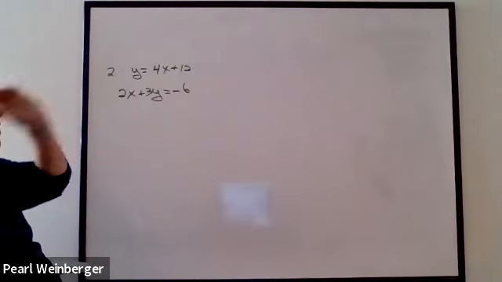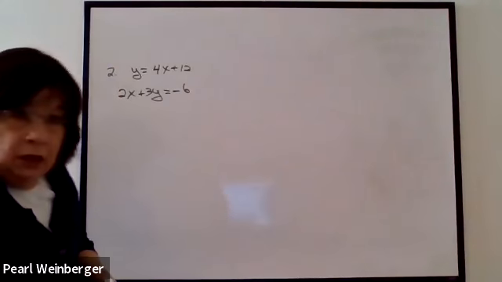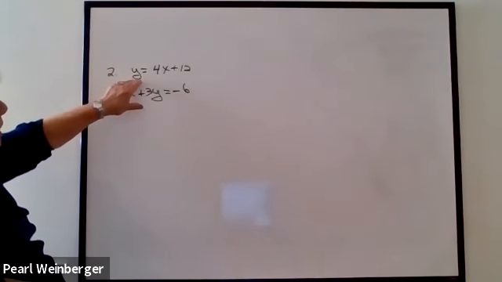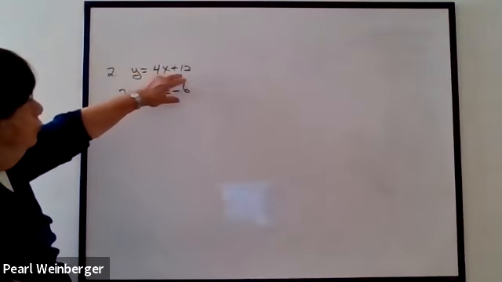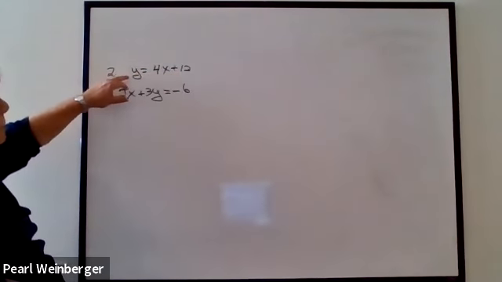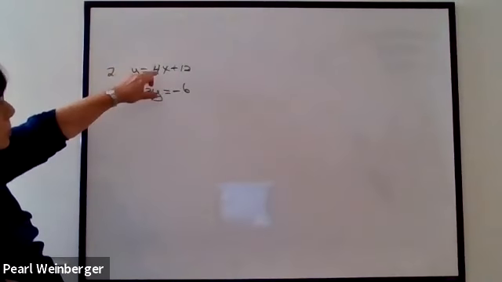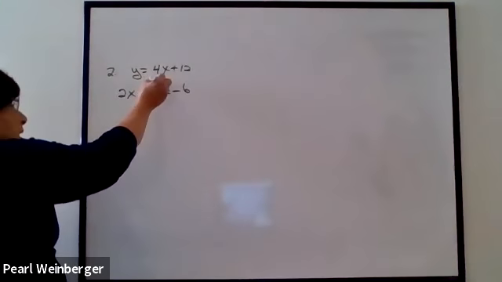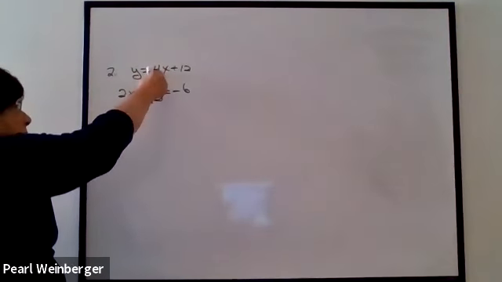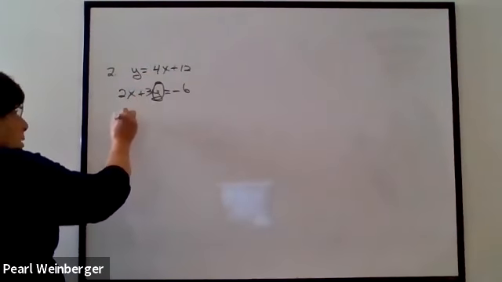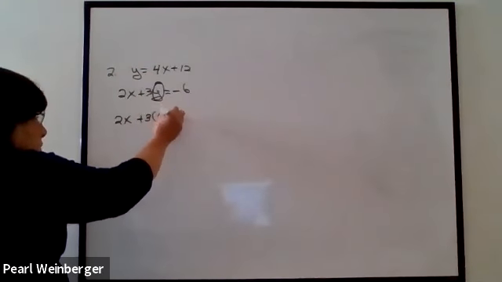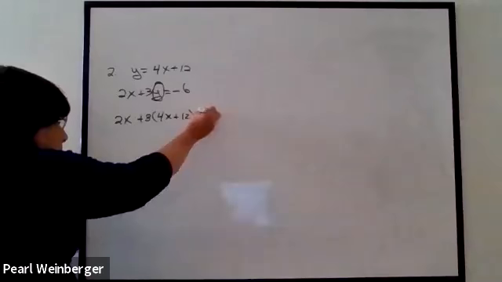Now, to me, this is a perfect setup for the substitution method, because the first equation says specifically y equals 4x plus 12. It explicitly says what y is in terms of x. So in my second equation, I can take out that y and replace it with 4x plus 12, so that my equation will become 2x plus 3 times (4x plus 12) equals negative 6.